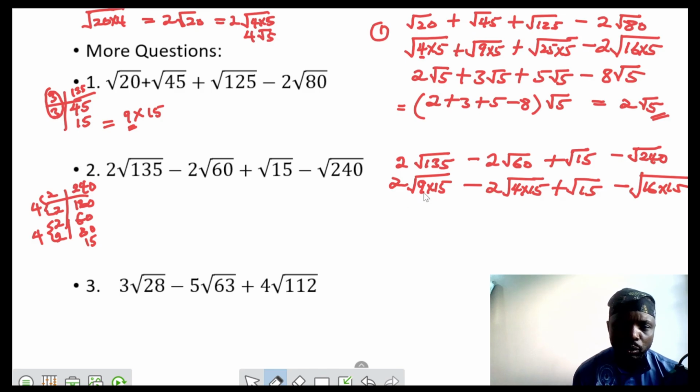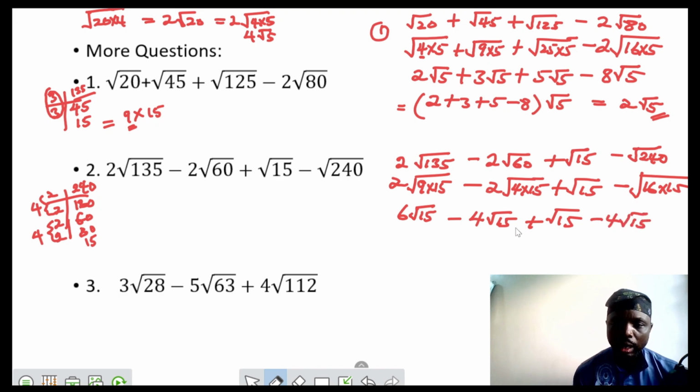Now with this, I have root 9 is 3. 3 times this one gives me 6 root 15, minus this 2. 2 times this will be 4 root 15, plus this root 15, this is 4, that's minus 4 root 15. If you look at this, I have 6 root 15. So root 15 is common, minus 4, plus this is 1. There is nothing there, 1 is only, and I say 1 root 15. That's minus 4 into root 15 altogether.